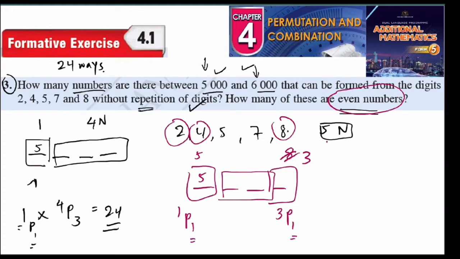Alright, so we have the digits 2, 4, 5, 7, 8, 5 digits, and 2 digits are used up because of the conditions. So the balance is 3 digits. We need to choose 2 of these to fill up the middle positions, so that we get a number that fulfills the condition. So if you multiply 1P1 times 3P2 times 3P1, you get the answer, which is 18 ways.